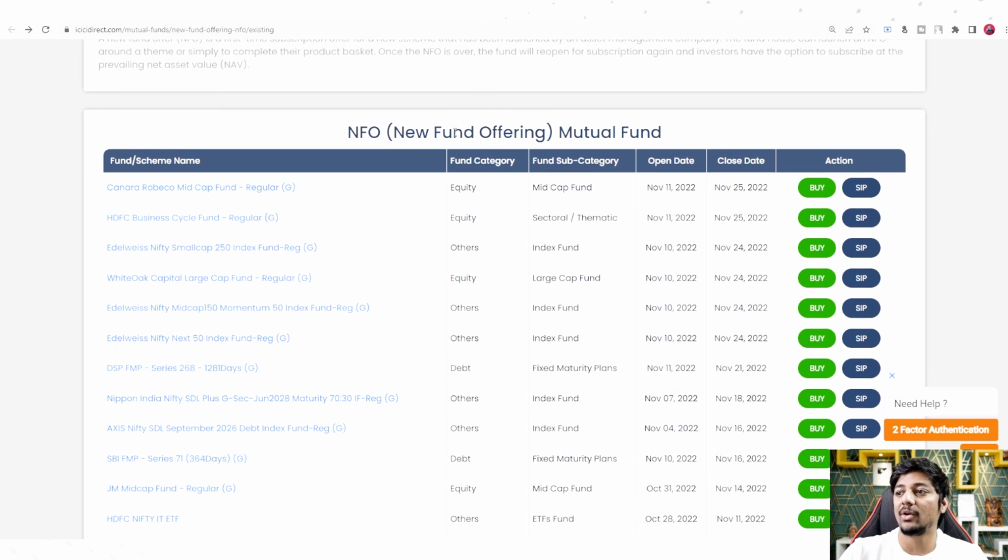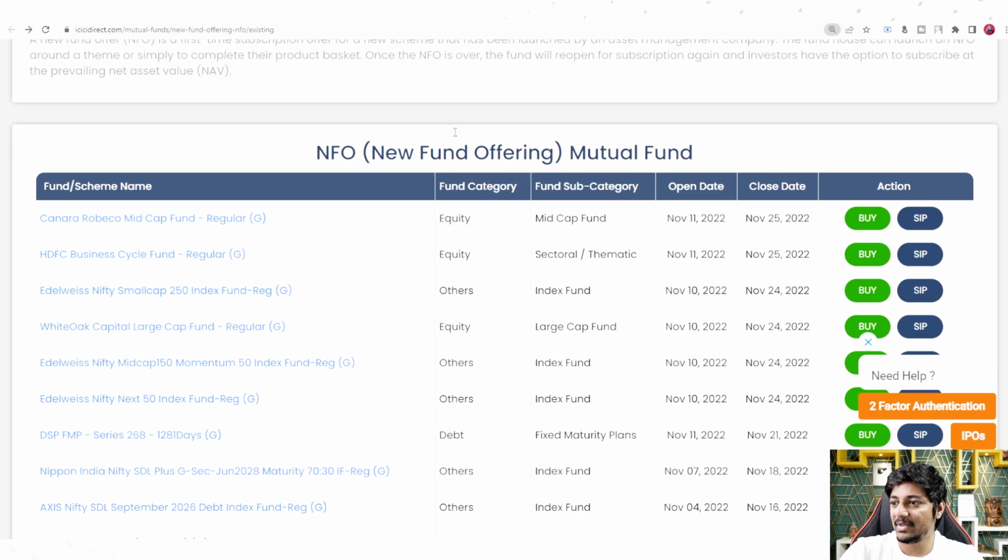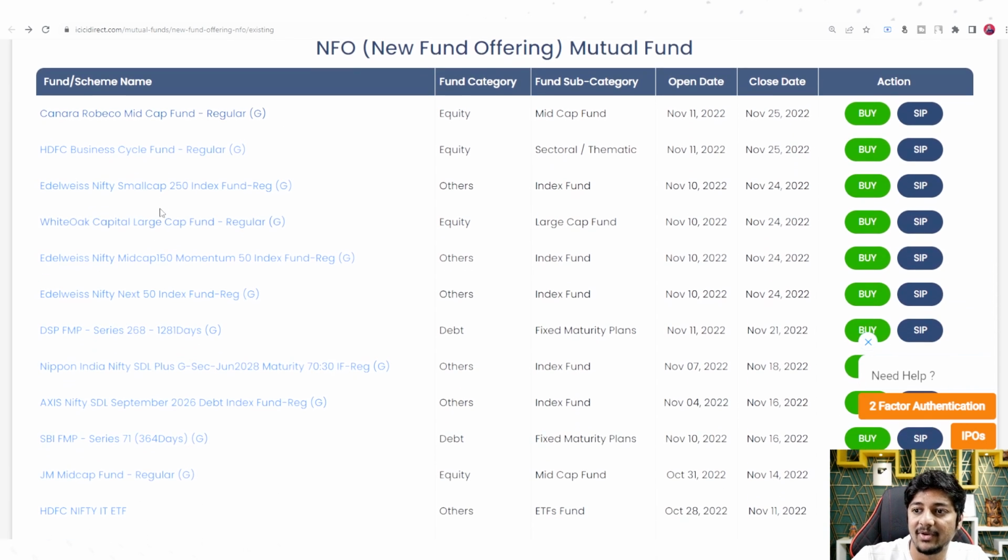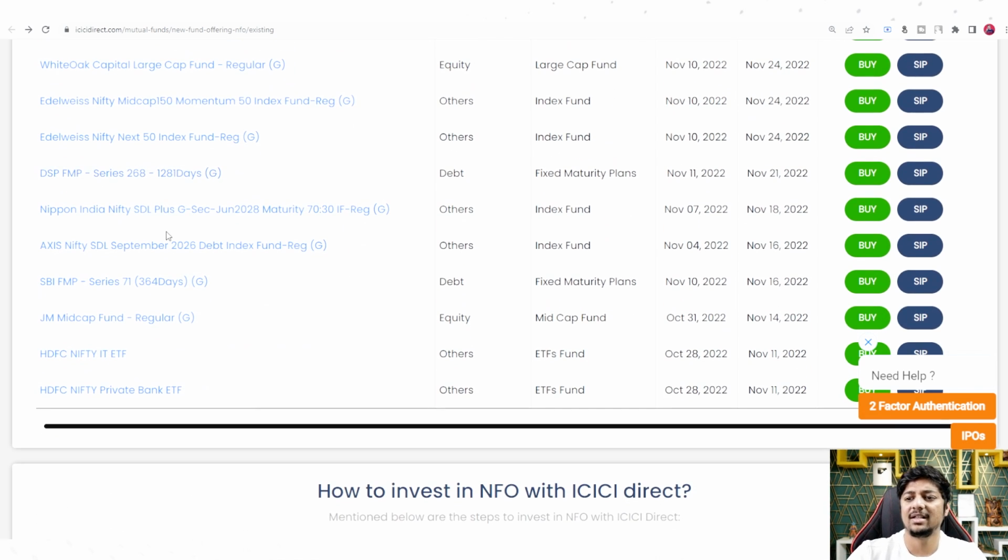Now, where do you look at all of these new fund offerings? In the mutual fund industry, there are so many mutual funds and so many AMCs, and new and different types of funds keep coming out. Some of them are very unique, some of them are just normal funds, right? And these are coming out through AMCs. So let me just zoom in for you so you can see it. Look at this. The new fund offerings that are currently there right now, you can see there's a new mid-cap fund, there's a cycle fund, there's a large cap fund from White Oak. So there are different types of funds, but all of these funds are slightly regular, right?